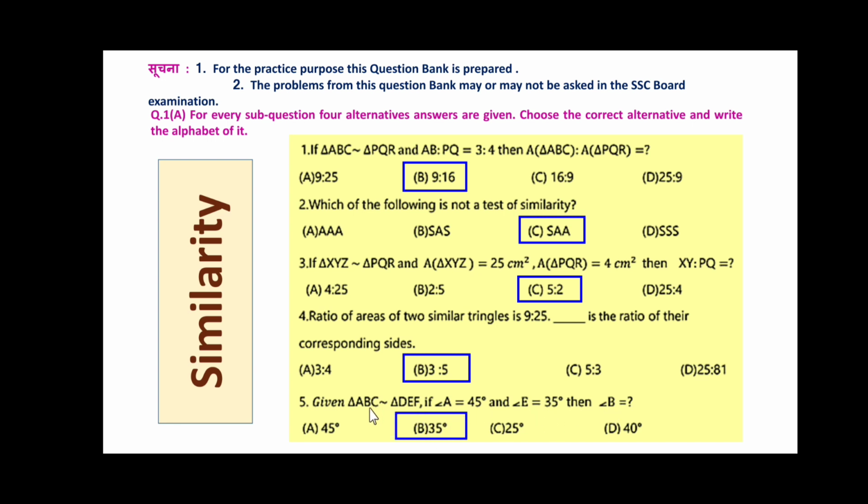From this you will come to know B is the middle letter of triangle ABC and E is the middle vertex, or you could say letter. So these two angles are congruent. As E is 35, B will also be 35. We'll see the next one.